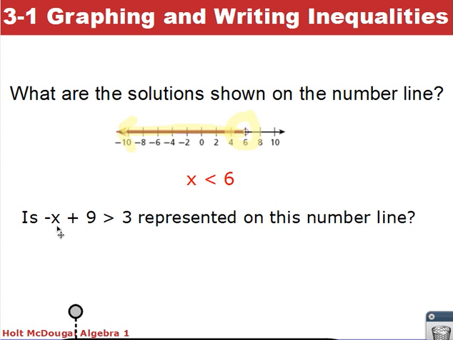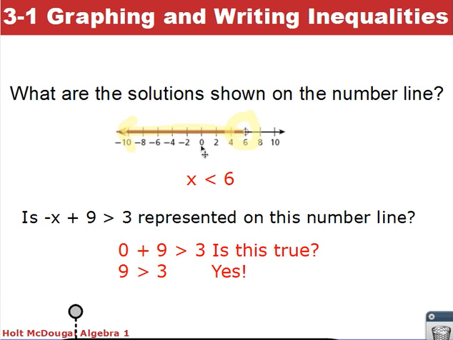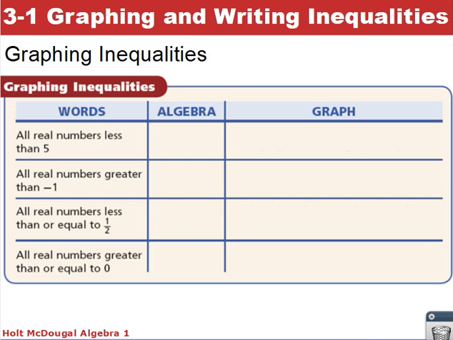Now we want to determine, is negative x plus 9 greater than 3 represented on the number line? Meaning, is there a solution on the number line where x is a number and it's going to be represented on this number line? Looking at this, we substitute in 0. Again, if you can pick 0, try 0. So if this is true, it will be a solution. 0 plus 9, is that greater than 3? The answer is yes. So therefore, the solution is represented on the number line here.